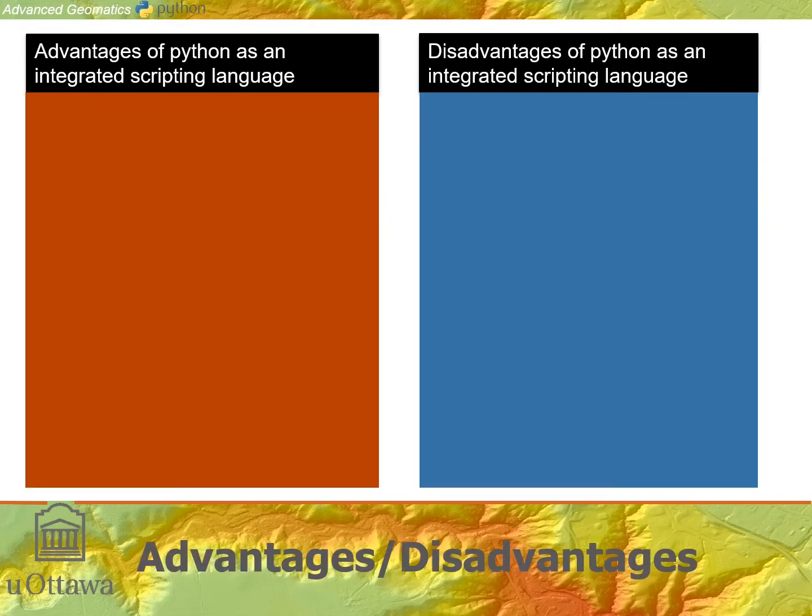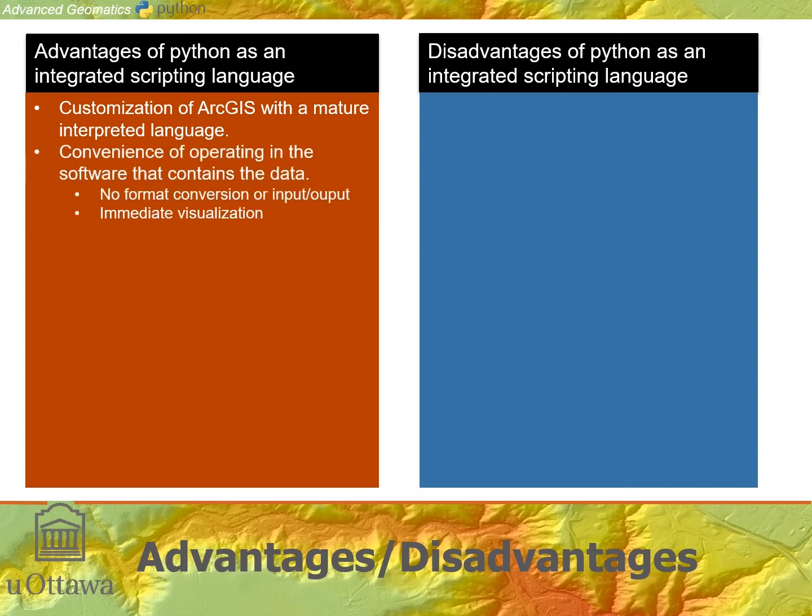The advantages of Python are, as an integrated language, the customization of ArcGIS with a mature interpreted language, meaning a language that has been around for a while, and is actually the number one language in the world today. So the number one used language in the world today is Python. You also have the convenience of operating and writing Python in the software that contains the data.